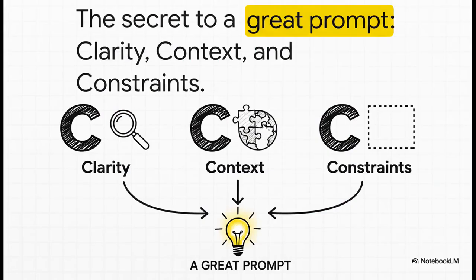So the secret really just boils down to these 3 C's. First, clarity. Be crystal clear in what you're asking for. Second, context. Give the AI the background information it needs. And third, constraints. Tell it exactly how to format the answer. If you master these 3, you master the AI.